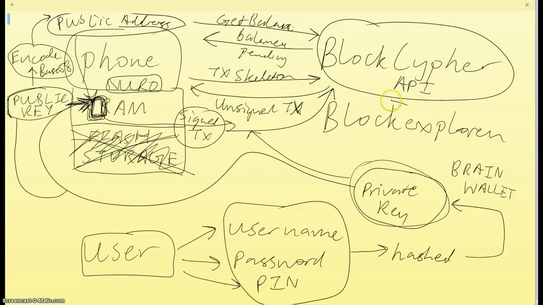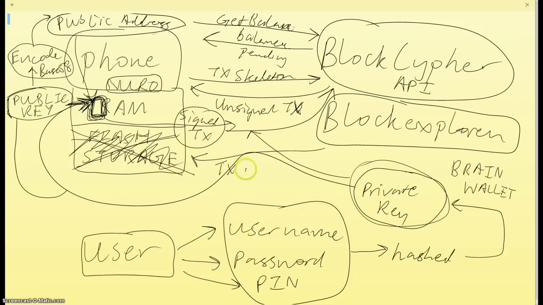And finally, we read the transactions from both BlockCypher and the block explorer. So that's two sources of information to get your transaction history, which is what we display. So the transaction history, the TX history. And that's how Nuro works.